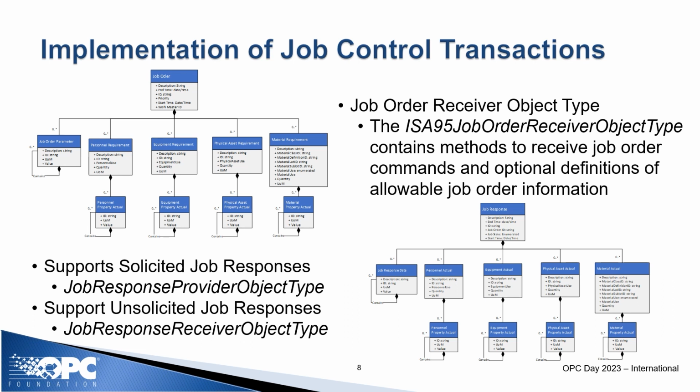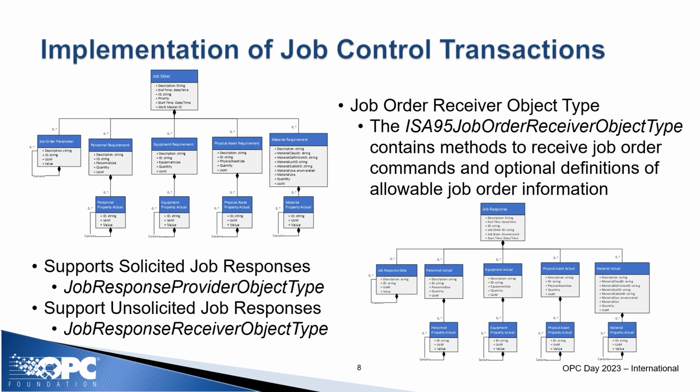So we created a couple of OPC UA object types in order to make this all work. We have an ISA 95 job order receiver object type, which is quite a long name, but that's what we have to do to make it unique.